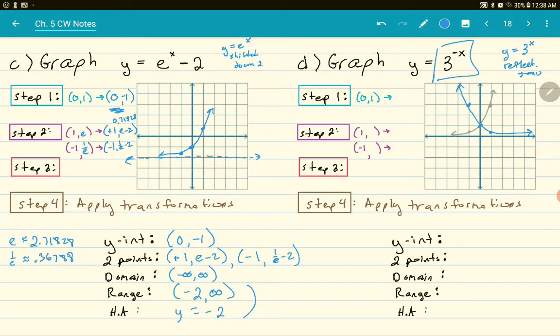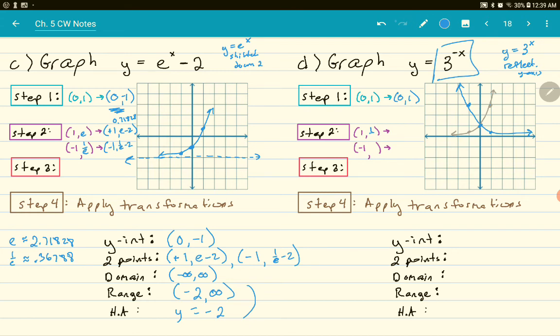All right, I'm still going to check my step 1, 2, and 3. So my y-intercept is still going to be 0, 1. That doesn't change because when I plug in a 0, a negative 0 or positive 0, those are the same thing. Those are both 0. So 3 to the negative 0 is still 1. But my 1 and negative 1 have swapped, right? So originally 1 went to 3, and now 1 goes to 1/3.